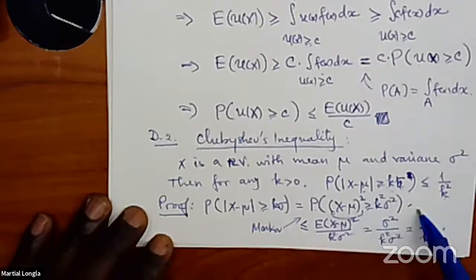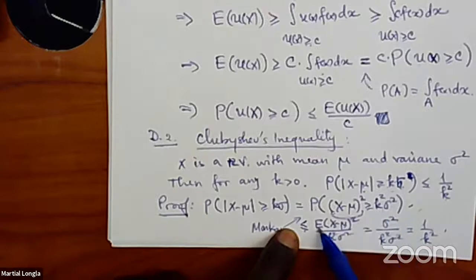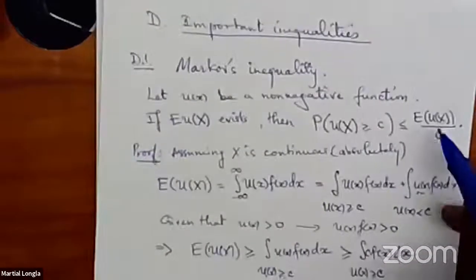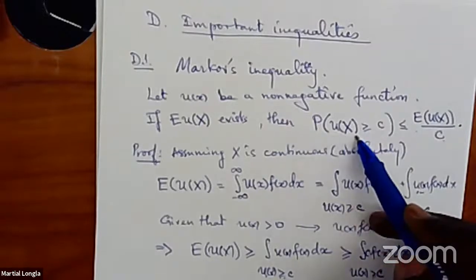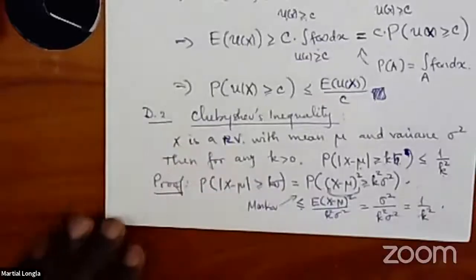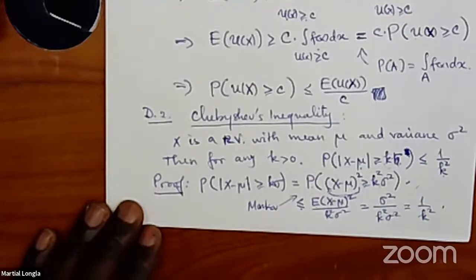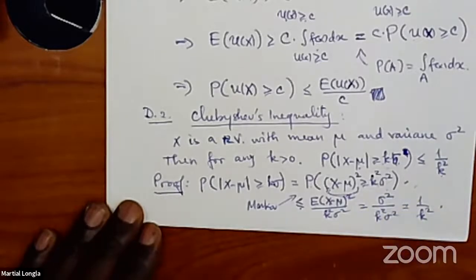Well, that's exactly the Markov property, which tells me that this probability is less than the expected value of this random variable that is here, divided by the constant that is here. And that's what the ending is in that theorem. So here, I have x minus mu squared, which is a positive function of x, and I have k squared sigma squared as the constant c in the theorem.